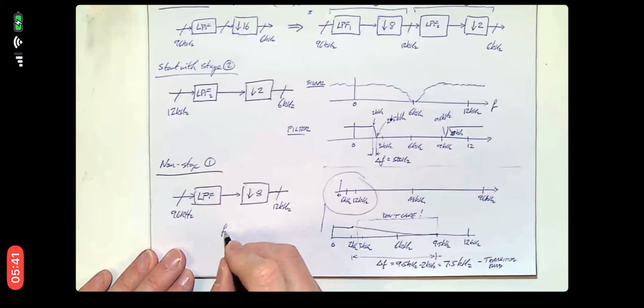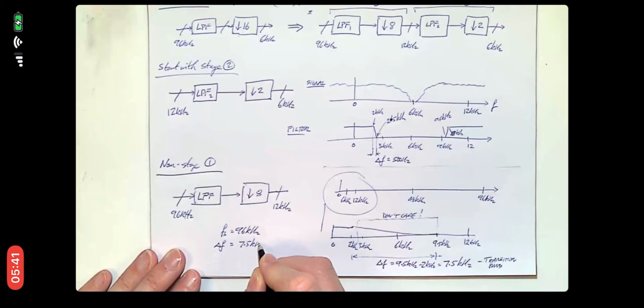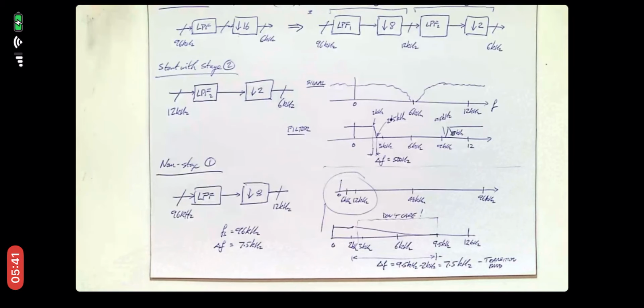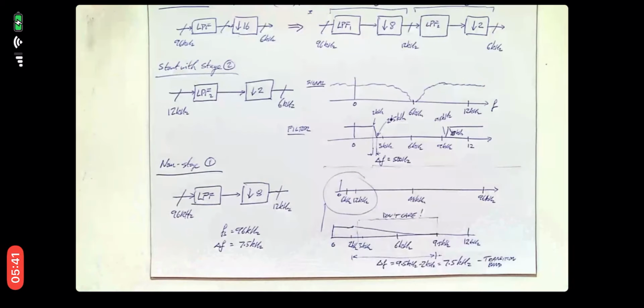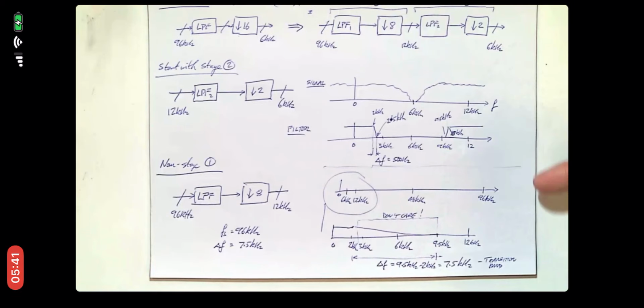So now we've got an FS which is 96 kilohertz, but a delta F which is 7.5 kilohertz. So we can see that now, instead of the transition band, which was 500 hertz in our original one, we've now got a much wider transition band, and that's going to make it much easier to design this filter. So we've now got a decimation process with 2 filters, but each filter is much easier to design than the single filter that we originally had.